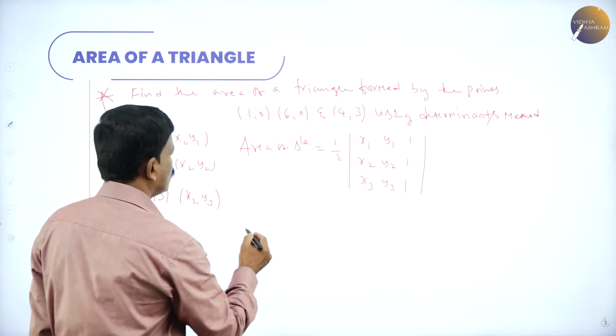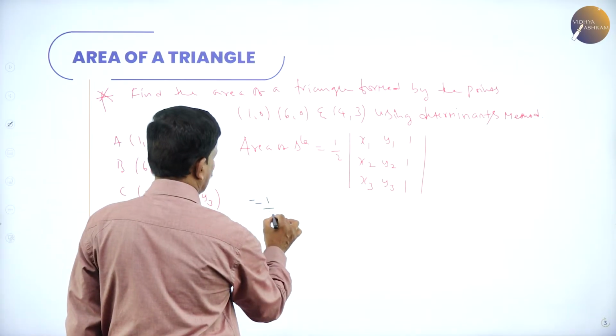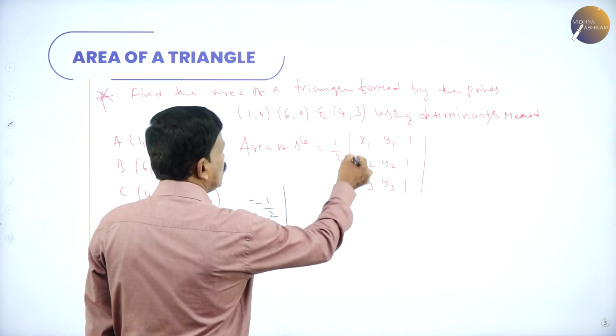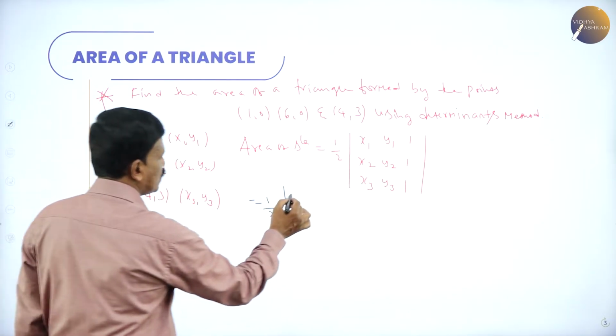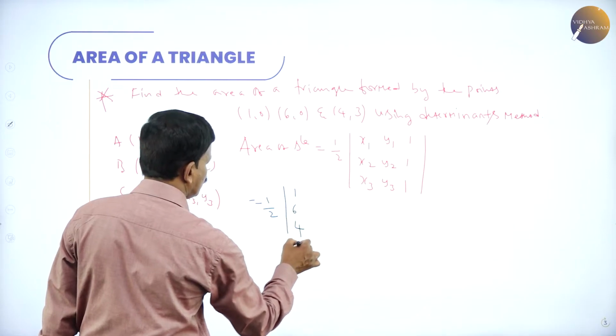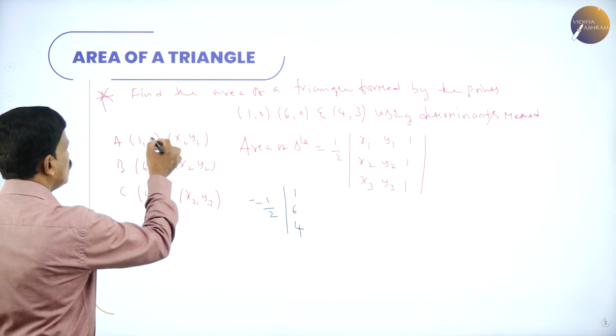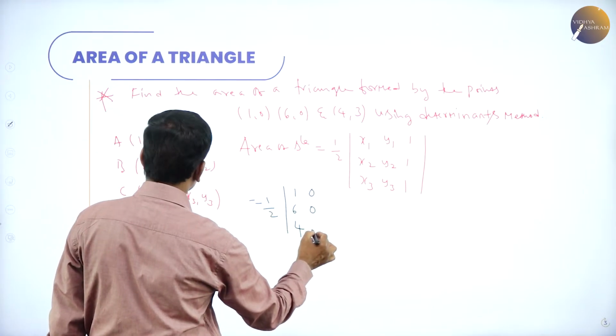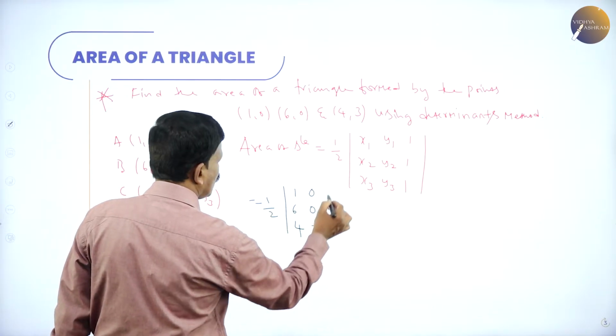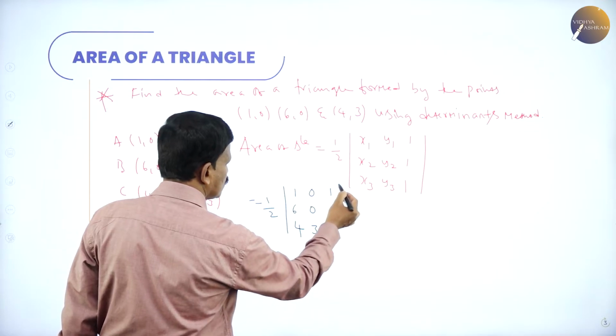Let us solve this. Now, this is equal to half into determinant. Write down the values of x1, x2, x3: 1, 6 and 4. Very simple, 1, 6 and 4. Second row, second column: 0, 0, 3. y1 is 0, y2 is 0, y3 is equal to 3 and 1, 1, 1.